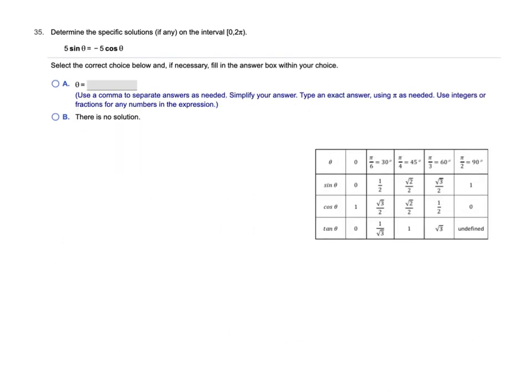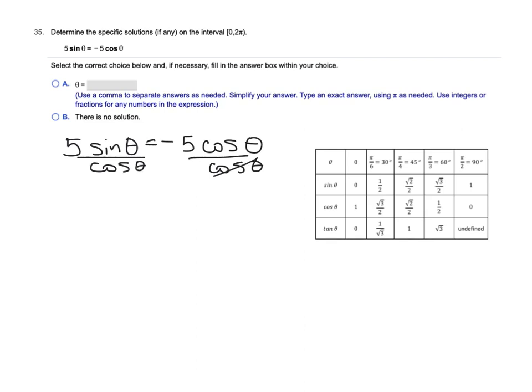Okay, finally we're to the last problem. This one looks kind of weird because we have a sine and a cosine. And remember, we're trying to solve in terms of one trig function, like either sine equals or cosine equals. So for this one, if you notice, we know that if you were to divide both sides by cosine, because we know that sine over cosine is tangent, we can do that, right? So we would get 5, and then sine over cosine is tangent, which is nice. Okay, we want tangent by itself, so let's divide both sides by 5. We get the tangent of theta equals negative 1. And this is what we want to solve.